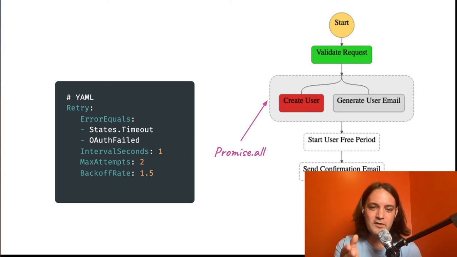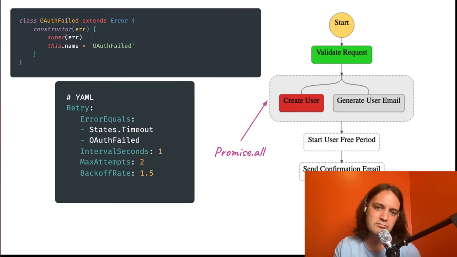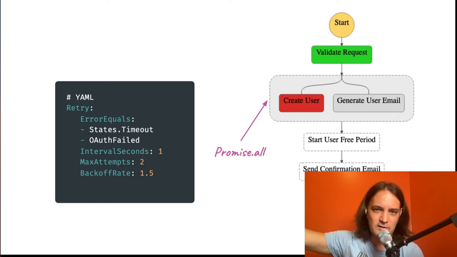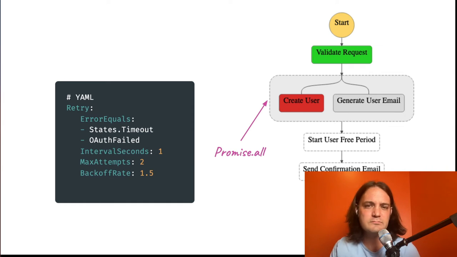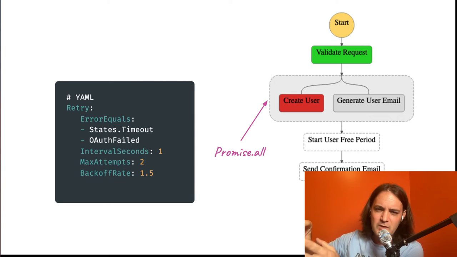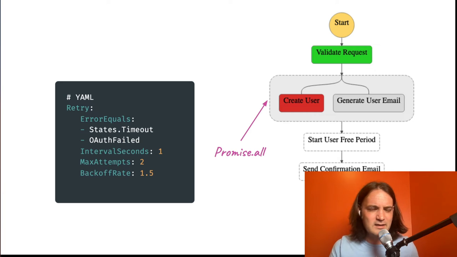So you can look for ErrorEquals. Anytime you extend the Error base class in JavaScript, whatever you put in this.name in the constructor is the name of your error as a string. For example, States.Timeout is built into step functions. That looks for a state that takes too long. But OAuthFailed, that's yours. You could put whatever string you want in there and say, if I get an OAuthFailed, I want you to retry on this. But if I get a timeout, don't retry. And you can switch on those errors. So ErrorEquals says, if the error is this, do this. If the error is this, do this.